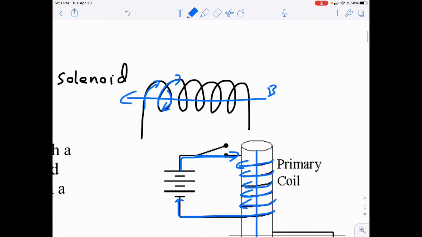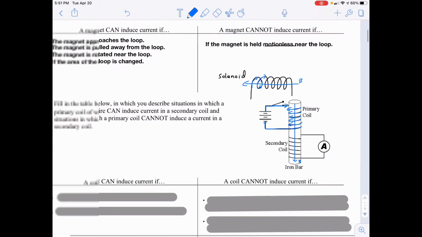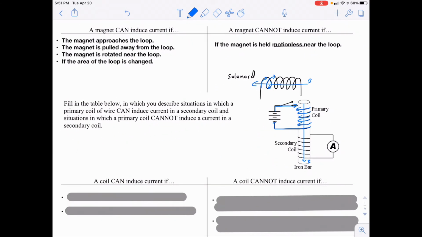Magnetic fields either go one way through the coil or the other way. They pass essentially through the middle of the coil. The direction that the magnetic field goes through the coil depends on the direction of current in the coil, and thus we can figure it out using the right-hand rule.